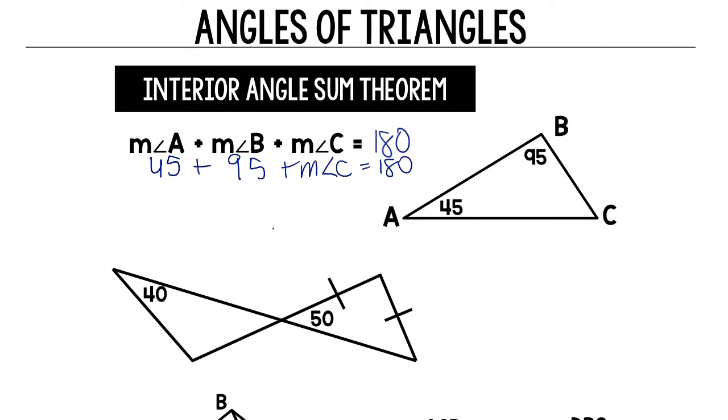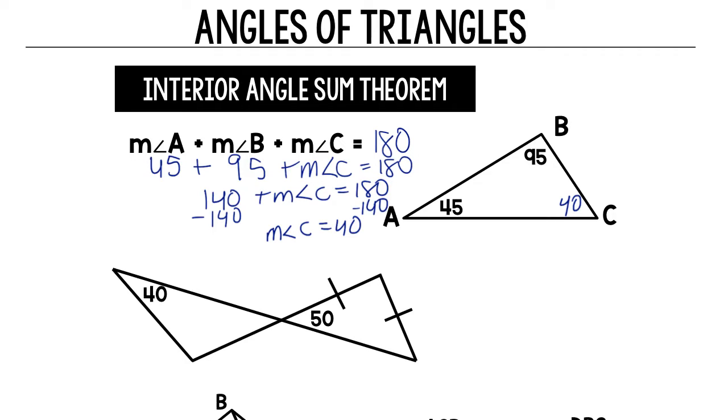So let's combine the angles on the left. That's going to be 140 plus the measure of angle C is 180. You can subtract 140 from each side, and we get the measure of angle C is 40. Just like so.